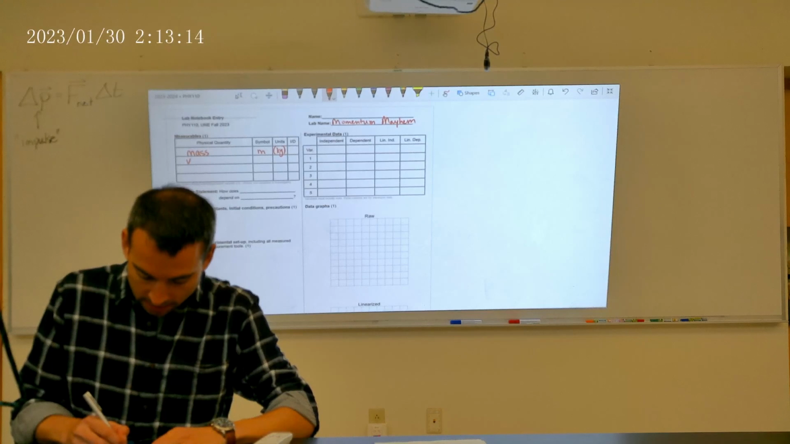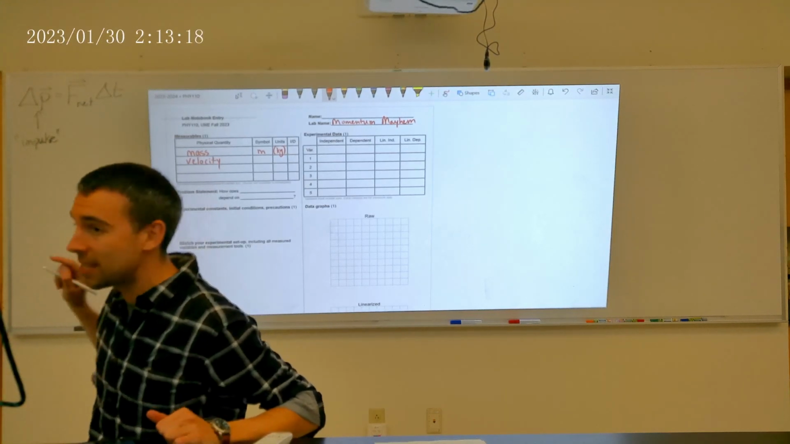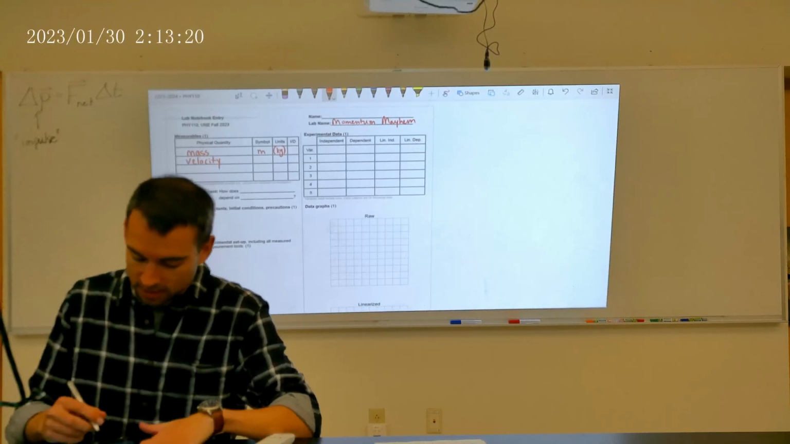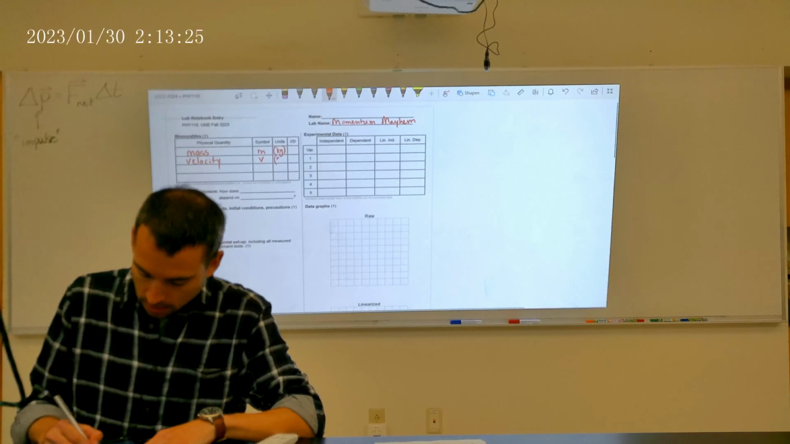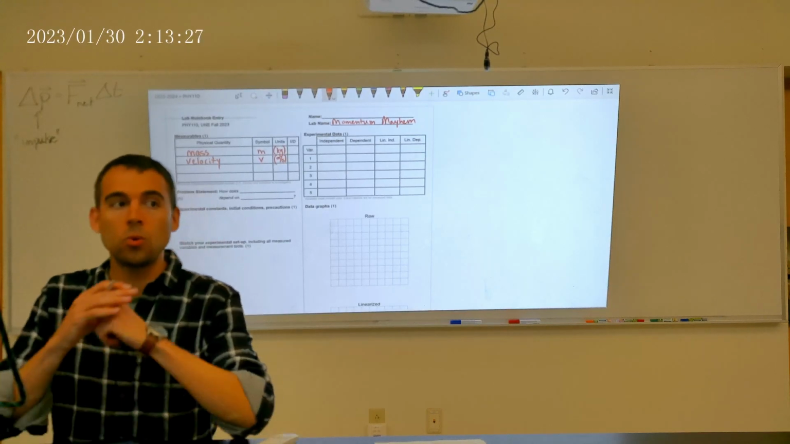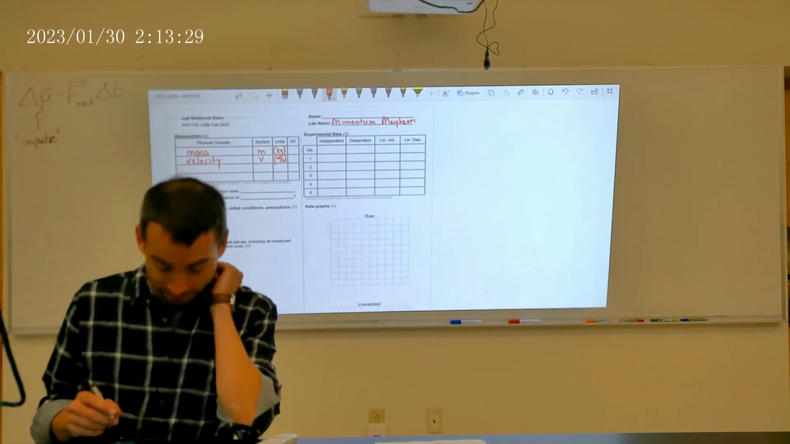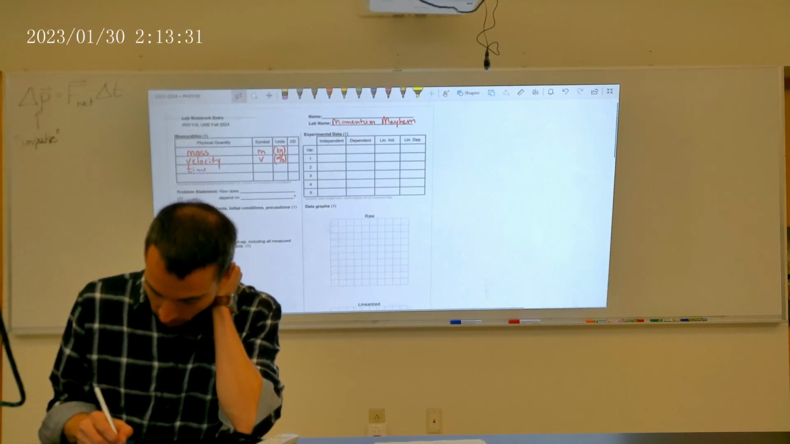Velocity. Velocity is one that we will be able to get, even though it doesn't show up quite in that equation. It is hidden away somewhere. August, what's the symbol for velocity? V. Good. And what is the units? Meters per second. Very nice. Who thinks there's some other variables? Sam? Time. Time is another one that we could get from Capstone.